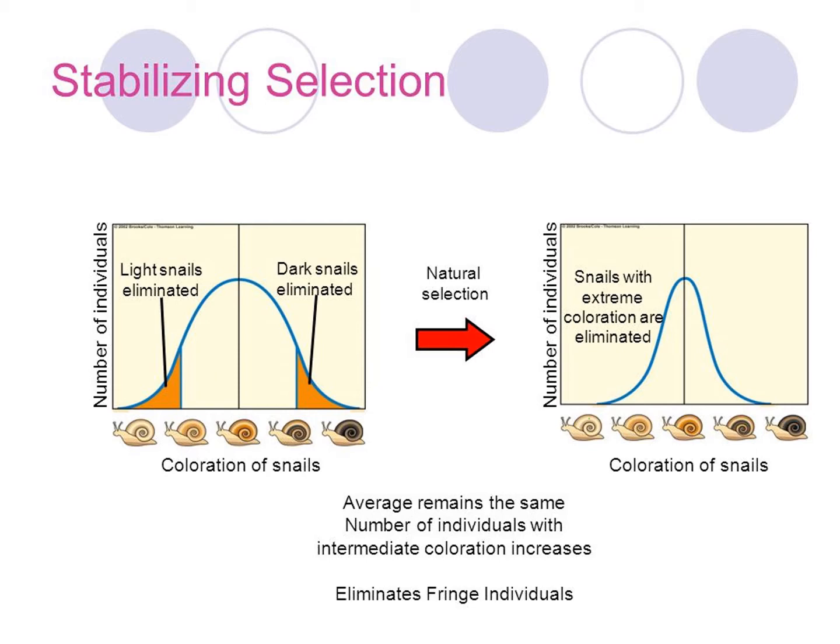So also during stabilizing selection, the average is going to stay the same, but the number of individuals with the intermediate trait increases, and the number of individuals with the extremes of the trait decreases.